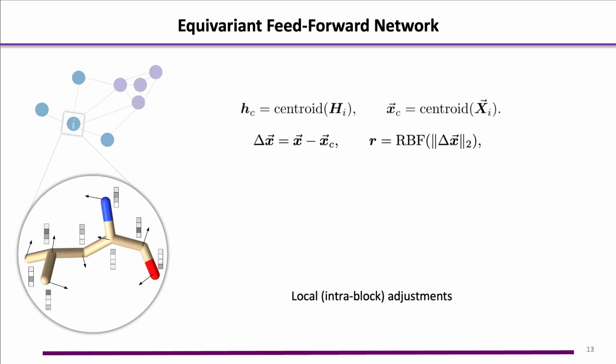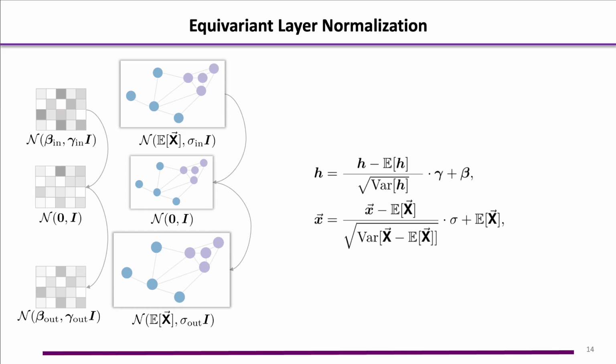The feedforward module is more like local adjustments within each block. We first extract the centroids of the features and the coordinates in the set of atoms, as well as their distances r to the centroids. Then the features and the coordinates of each atom are updated with residual connections with messages from the centroids. The layer normalization is also extended to coordinates, except that the expectation of the projected distribution should be fixed as the same as the original one to maintain equivariance.